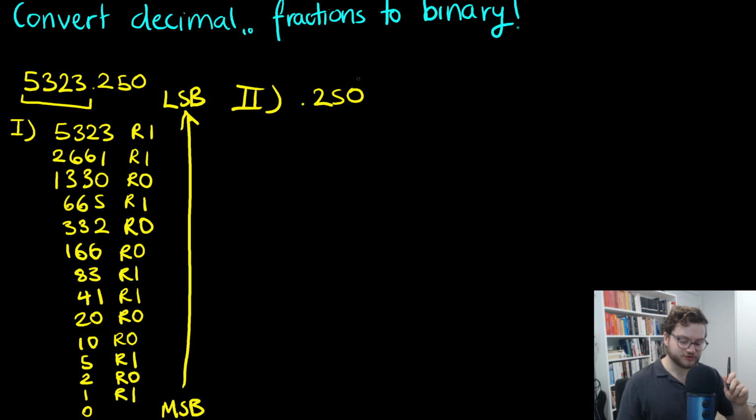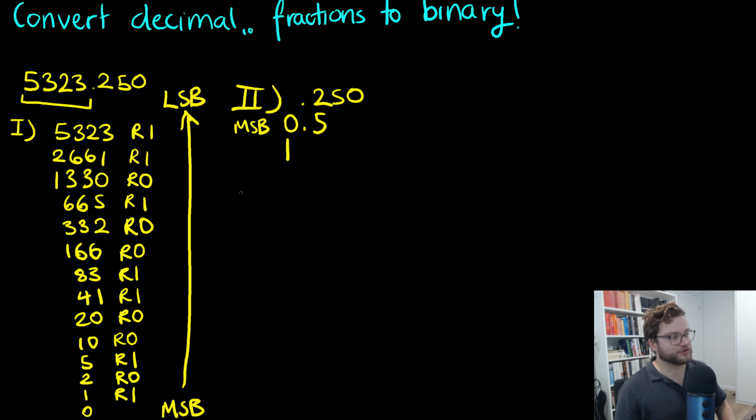250 times 2 is 0.5 times 2 is 1. Okay, so we have a 0 here, and so when we multiply, because we're multiplying and not dividing, our most significant bit is actually at the top, and our least significant bit is at the bottom. So we do this. So it's actually 0, 1, not 1, 0.